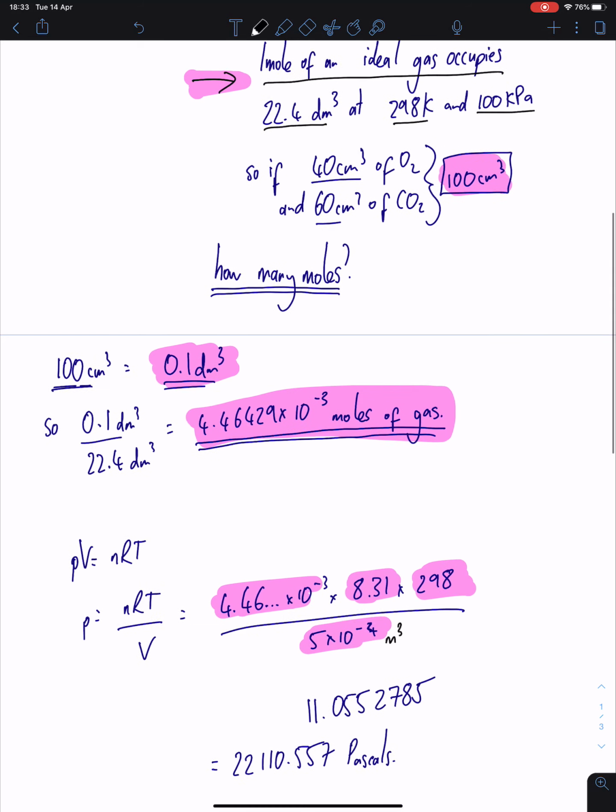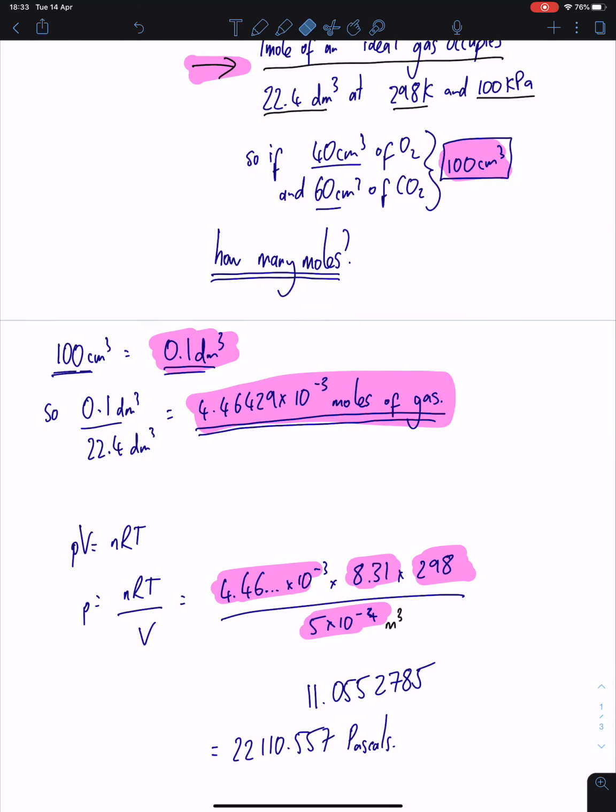Once we do that, you will get a final answer of 22,110.557 pascals, and the solution in the question rounded that to 20,000 pascals. Okay, so that's what solution number one was talking about.